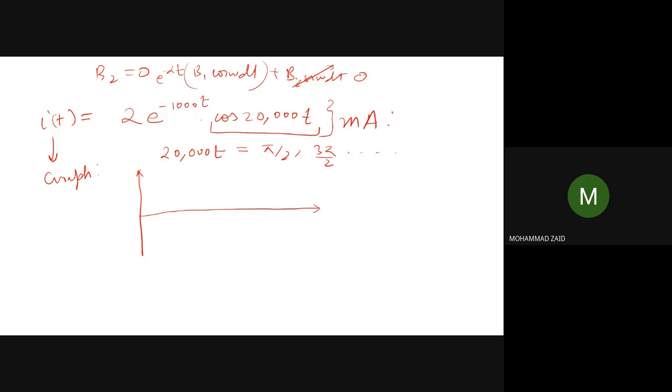Then we can calculate the time at which it will go to 0, or any other value. We can also calculate at which point it will become maximum. The maximum value of the cos function will come at 0, pi, 2 pi, and so on, so it is plotted something like this.